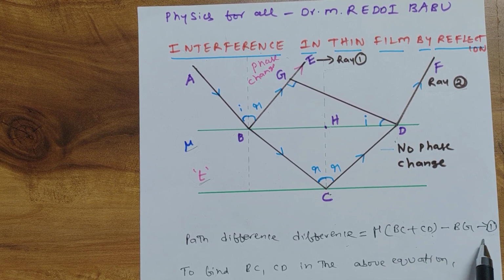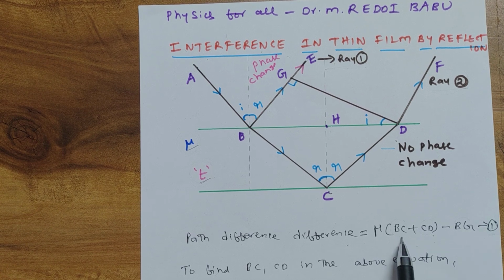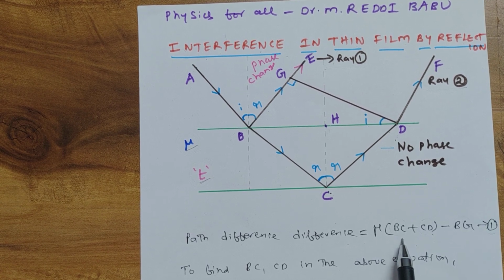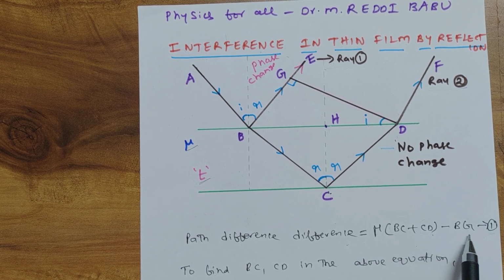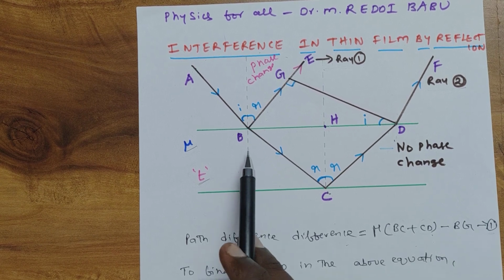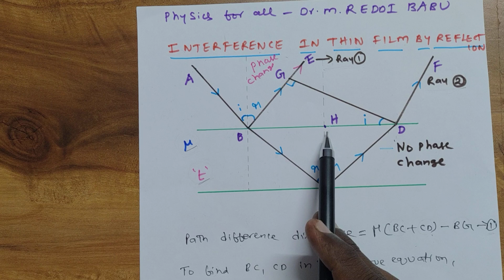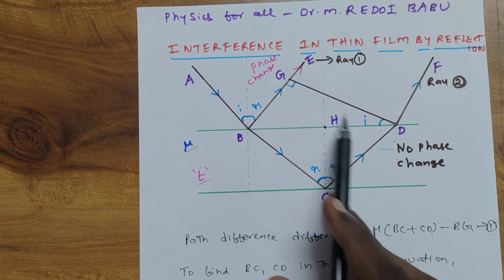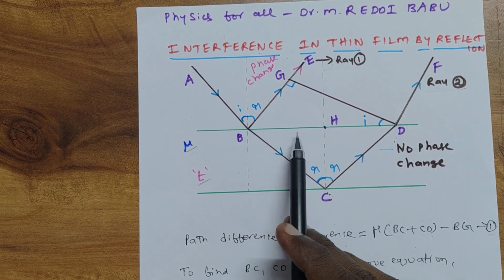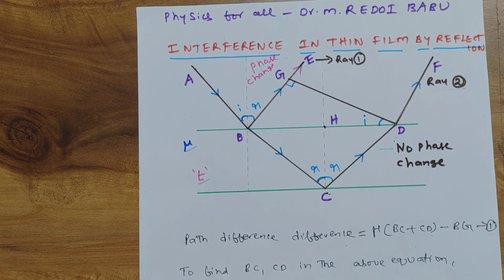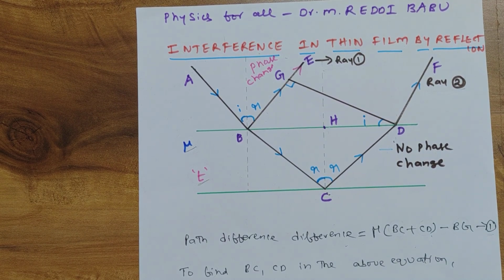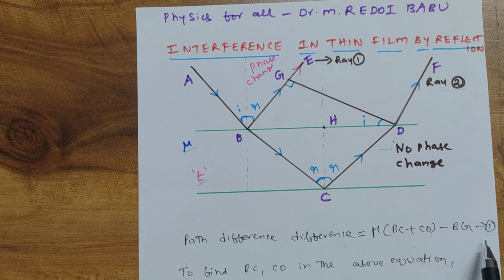Let us call this equation number 1. Now in equation number 1, to find BC, CD and BG, we have to use the triangles BCH, CDH and finally BDG. In these triangles, we have to find the cos function, sine function and tan function, and by substituting these in this equation we can get the path difference. Now we can discuss step by step.